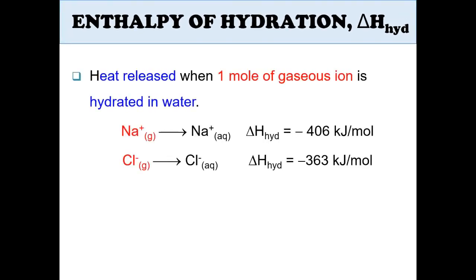Enthalpy of hydration, delta H hyd. The heat released when 1 mole of gaseous ions is hydrated in water. Na plus gas changes to Na plus aqueous. Since the enthalpy of hydration is heat released, the value of enthalpy is negative 406 kJ per mole. Cl minus gas changes to Cl minus aqueous. Delta H hydration equals negative 363 kJ per mole.